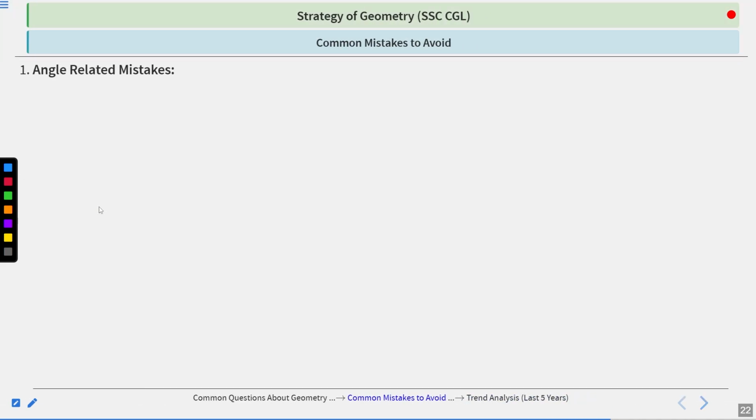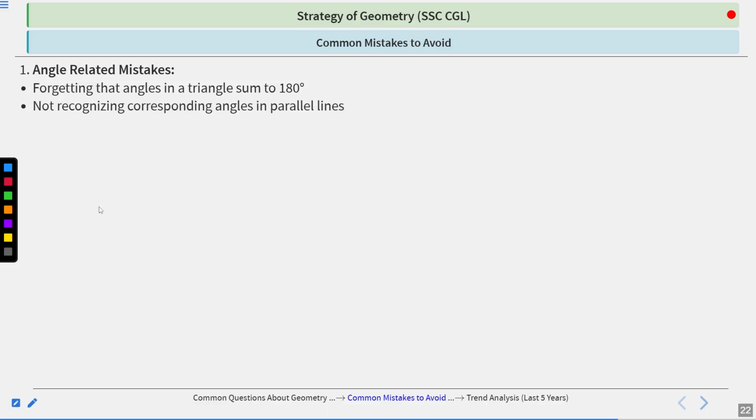Now we move to common mistakes to avoid for students. So first one is angle related mistakes which are made by students many times. Forgetting that angles in a triangle sum to 180. Not recognizing corresponding angles in parallel lines. Mixing up complementary, where the sum of two angles is 90, and supplementary angles, where the sum of the two angles is 180.